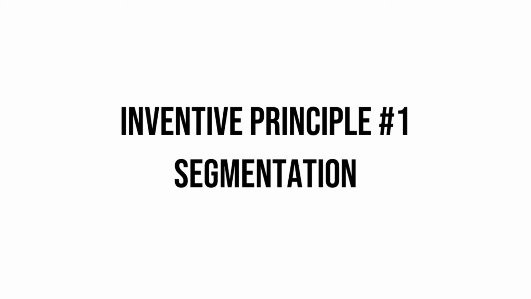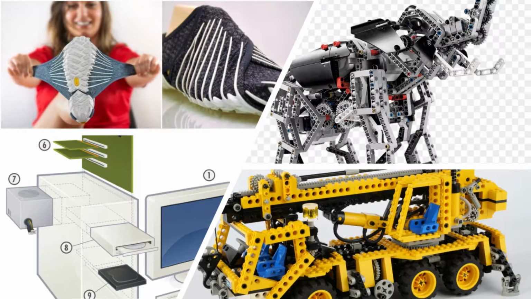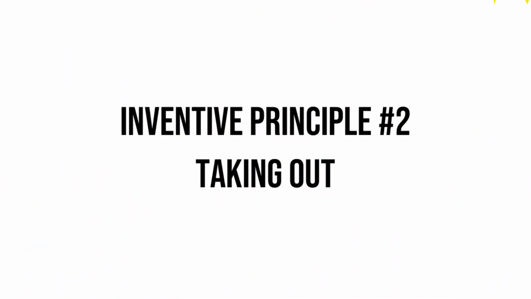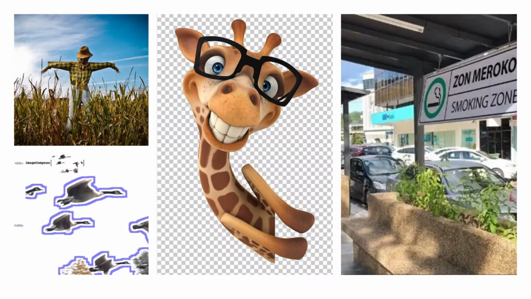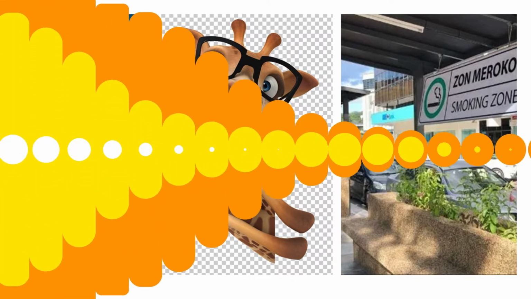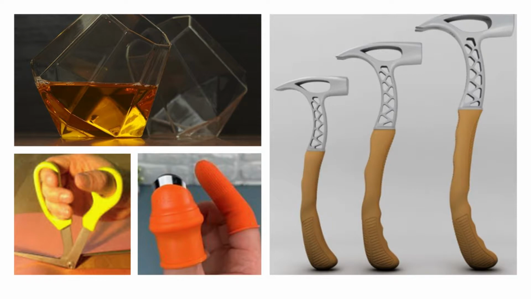Segmentation. Divide objects into smaller parts. Taking out. Take out the bad part or keep only what is necessary. Local quality. Make an object operate in its most suitable condition. Asymmetry. Varying the degree of asymmetry of an object.